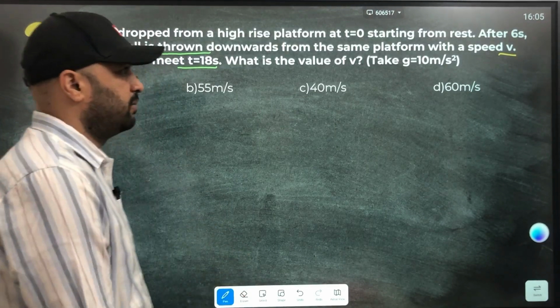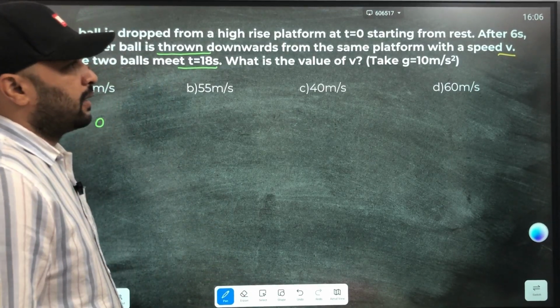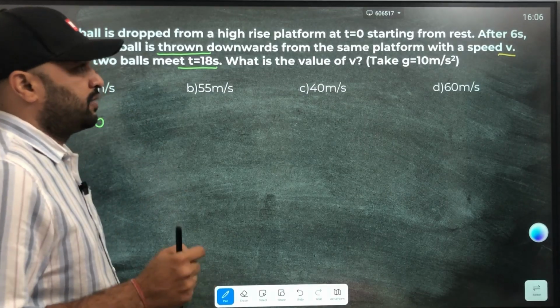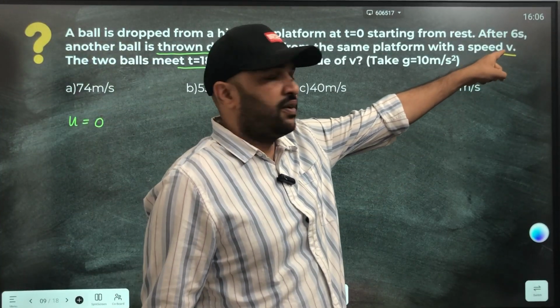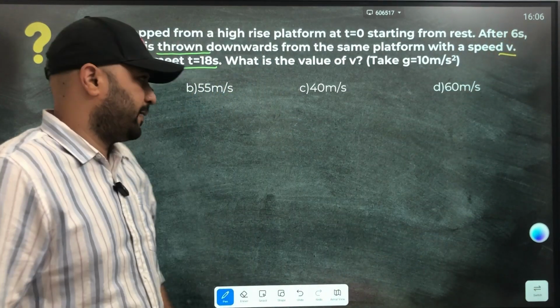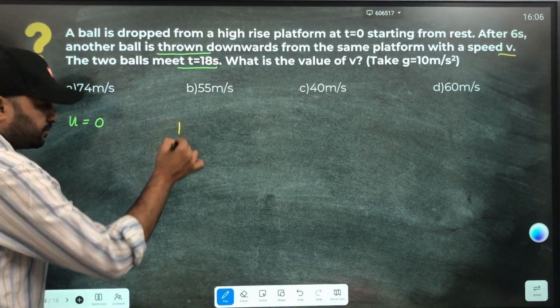Now this is a thought experiment. You have to think a little bit, when I'll tell you where to think. Right now, where we have to focus is to find the velocity v. Okay, so let's draw this.